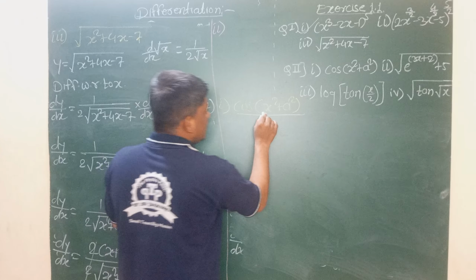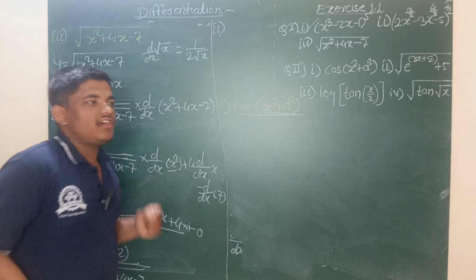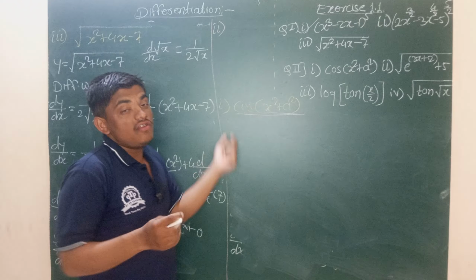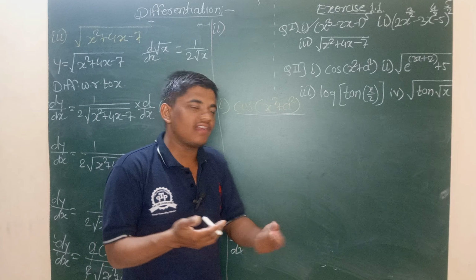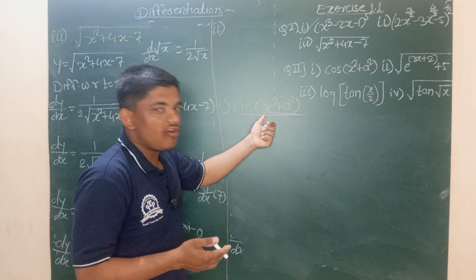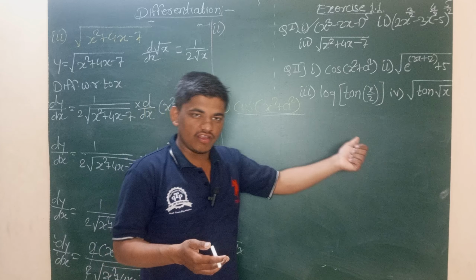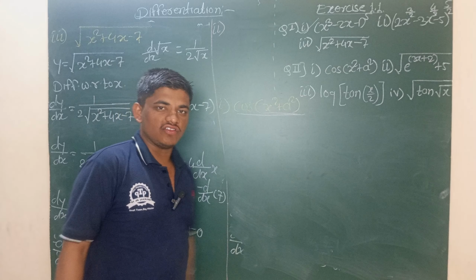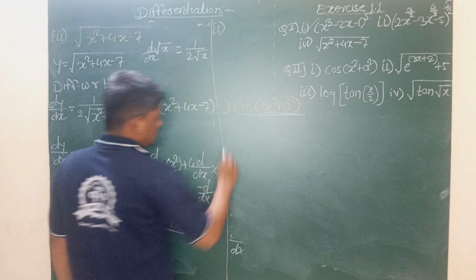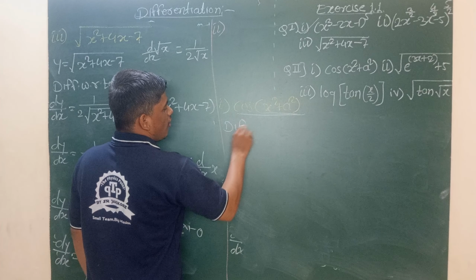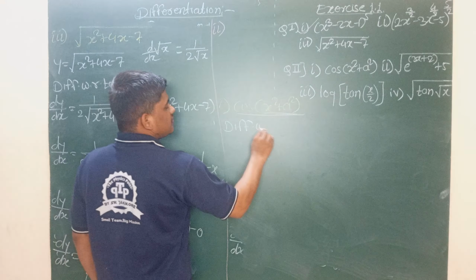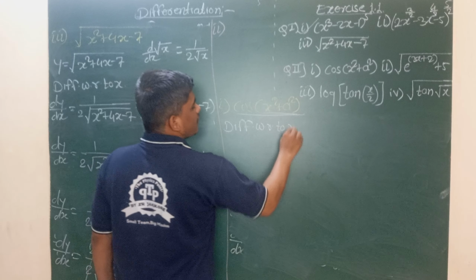Our first target will be to treat x square plus a square as a single parameter, which is x. We know that the differentiation of cos x is minus sin x, and at the place of x we put x square plus a square. Again we differentiate this function, that is x square plus a square, with respect to x. This is the whole pattern, or our path, to solve this question. Differentiate with respect to x.